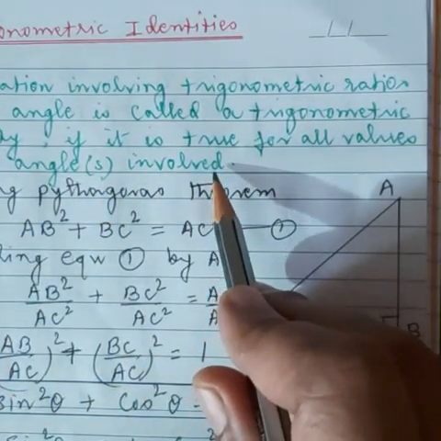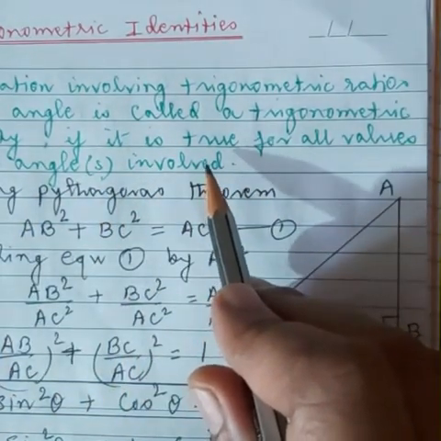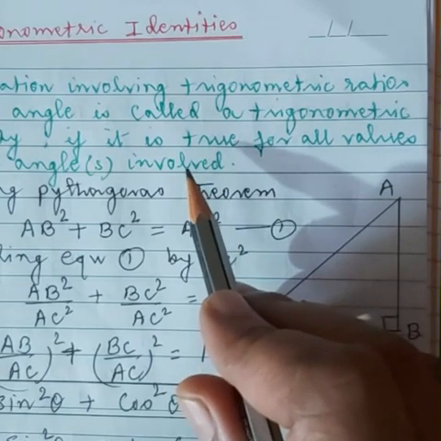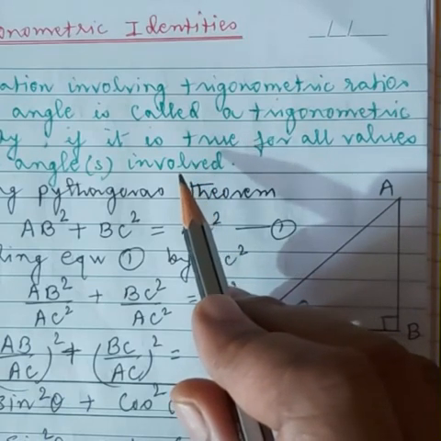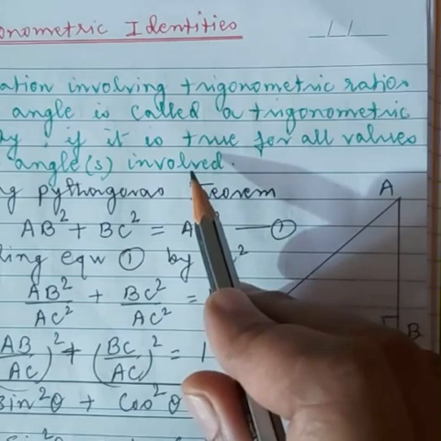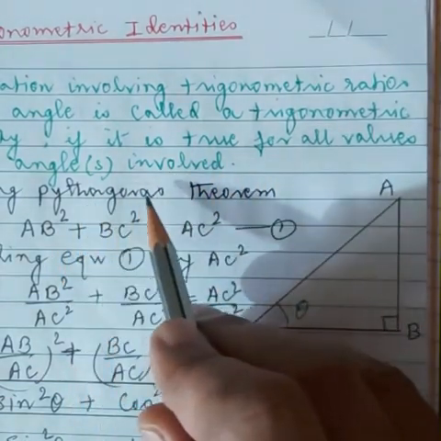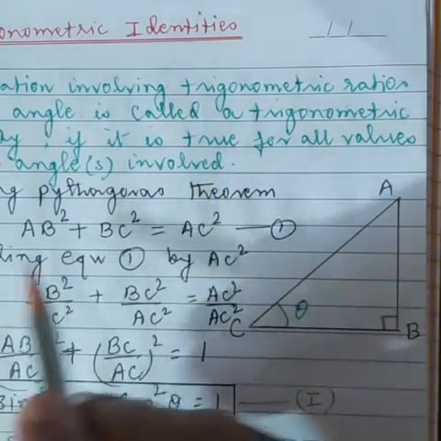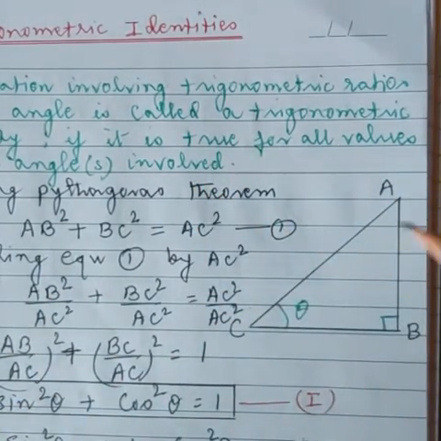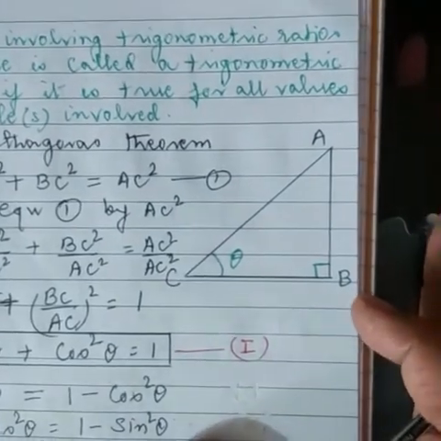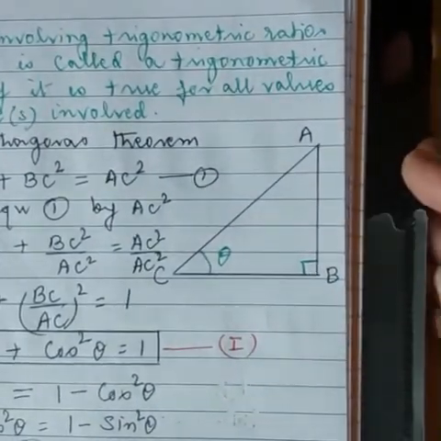Means that it will be true for the angle between 0 to 90 degrees, since we are doing the angle between 0 to 90 degrees, so it should be true for all the values of the angles involved. Let us consider one right angle triangle.